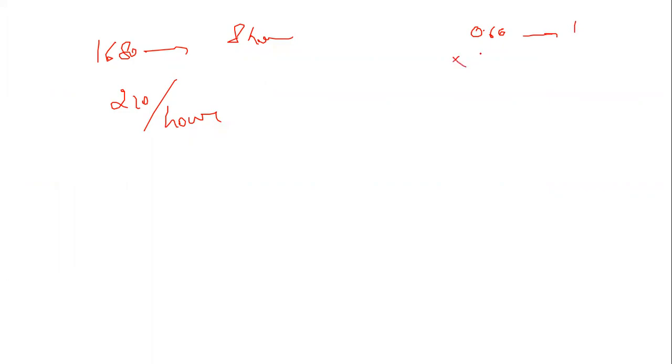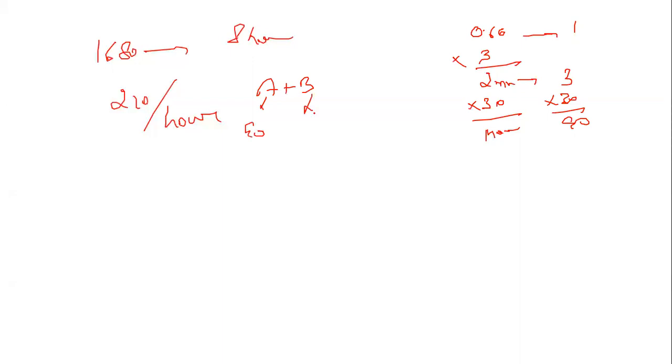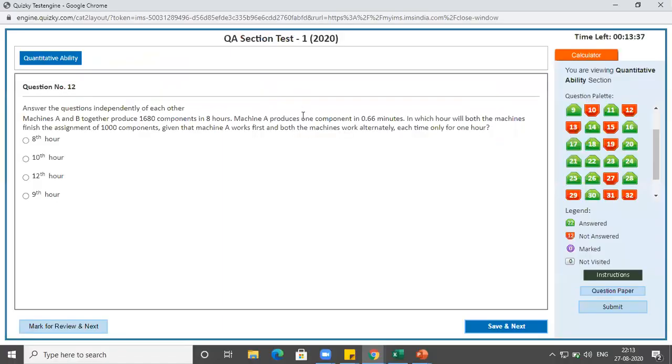Okay, 1 component in 0.66 minutes. So if I multiply this by 3, that means 3 components in 2 minutes, right? If I multiply that by 30, it comes to 60 minutes. In 1 hour it produces 90 components. So when A and B together were producing 210, A was actually producing 90 and the rest, 120, was created by B. Okay.